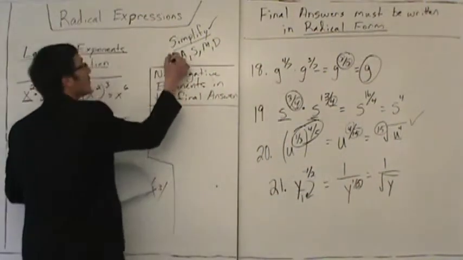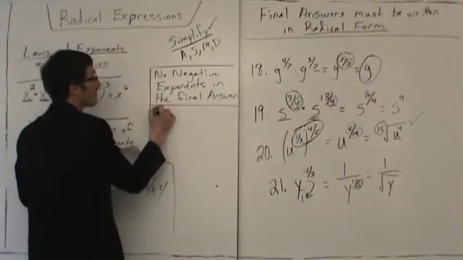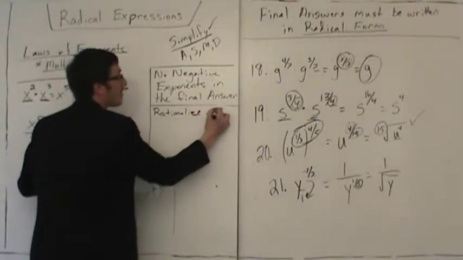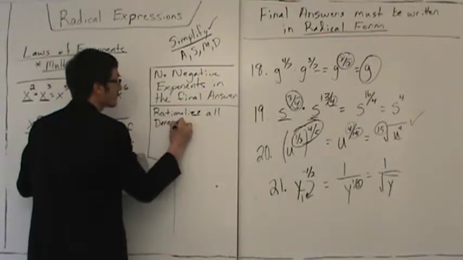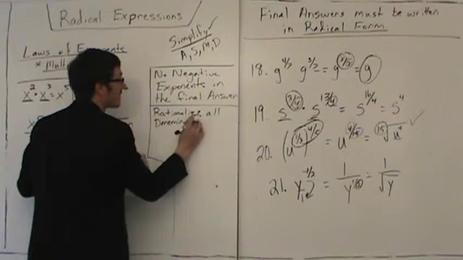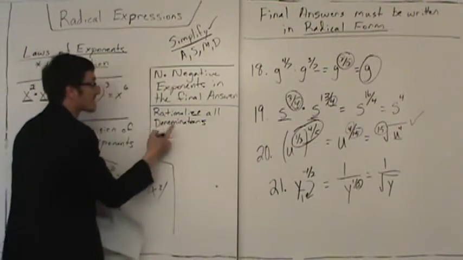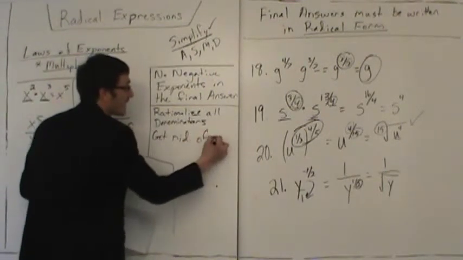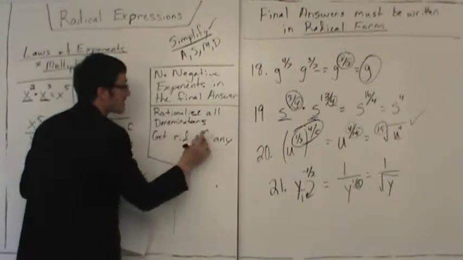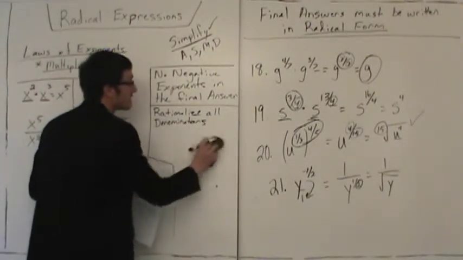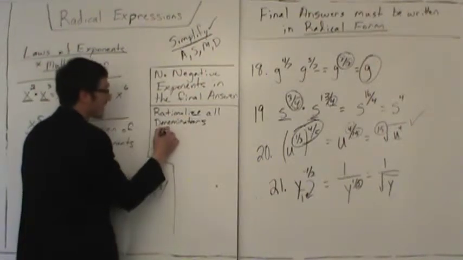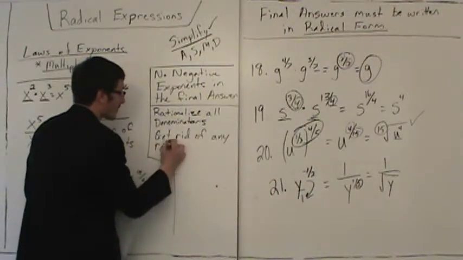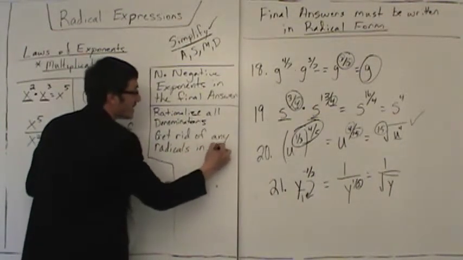There is another hidden rule with the word simplify, and the other hidden rule is that we must rationalize all denominators. What does this mean? Rationalize all denominators means, again, this was covered in the previous lesson, to get rid of any radicals in the denominator.